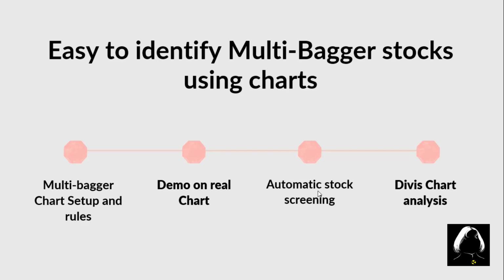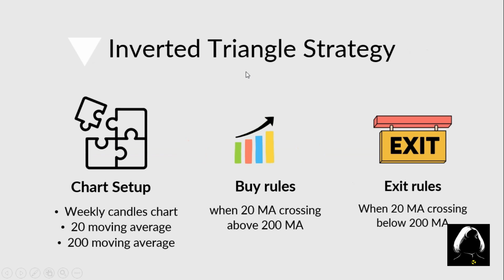So first things first, what is a multi-bagger stock? For example, a stock is at 10 rupees now, and within a few years, if this 10 rupee stock reaches 100, 200, 300 rupees, it is kind of multifold returns for your investment. Today I will be sharing with you a simple strategy which will identify such a stock which has the potential to give multifold returns. The name of the strategy is inverted triangle.